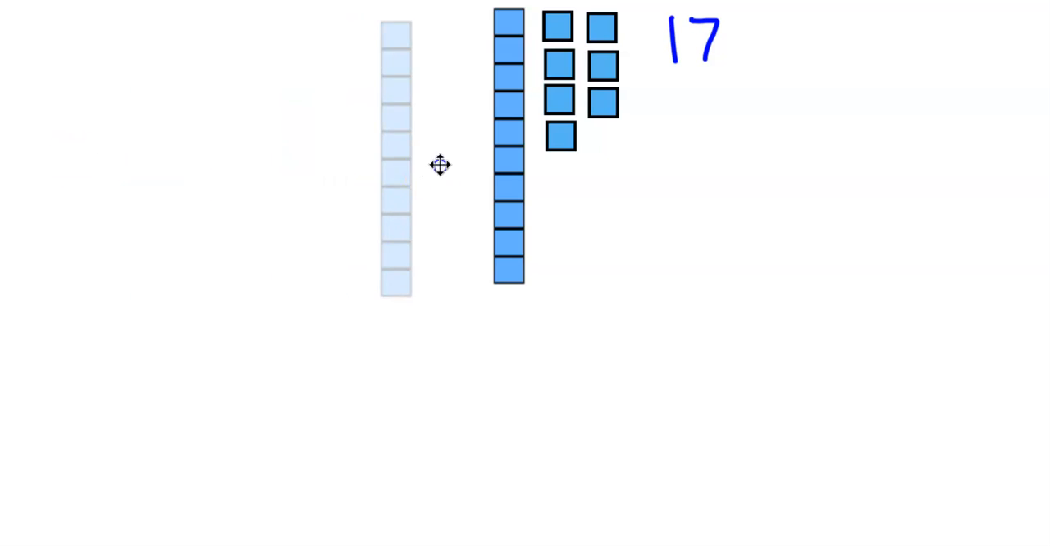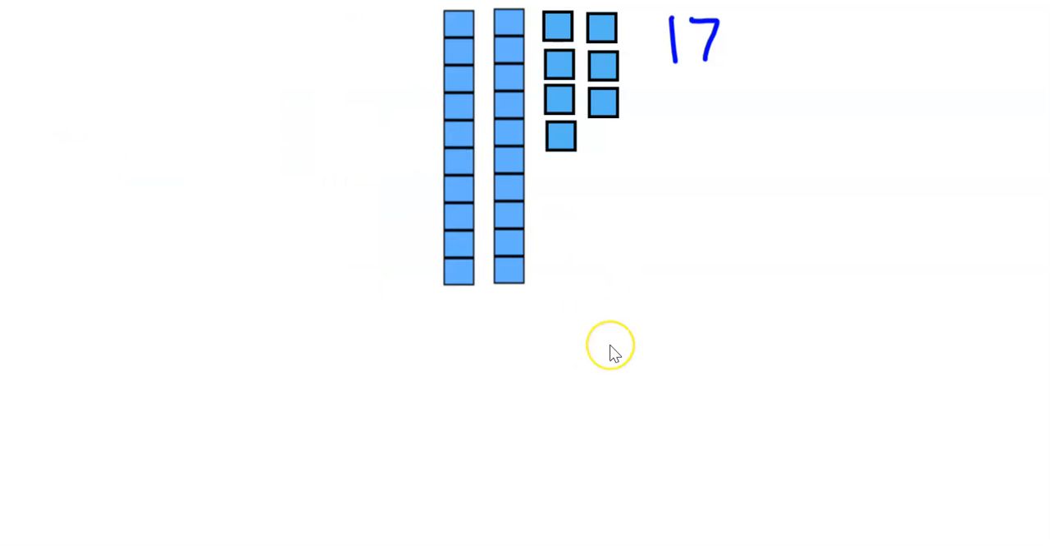Okay, now, what number is represented now? Okay, let's see. We have 2 10s, so let's count 10, 20, and then we have 7 more. So what number is that? That's right, that is 27. How do we know that? We know that we have 2 10s and 7 more, 7 ones.